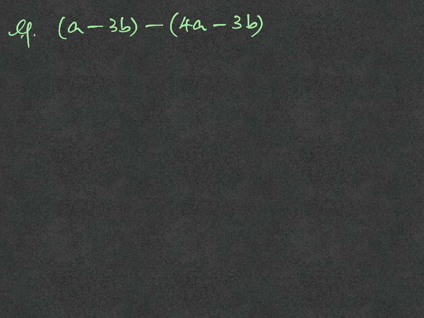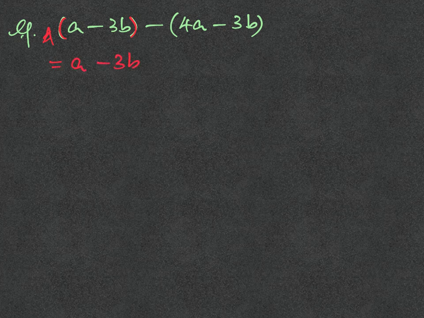Next, let's see an example with the change of sign. So it's also about removing the brackets, and let's start one by one. The first one is a bracket of a minus 3b without anything in the front. So we can just simply remove the brackets and write it as a minus 3b.